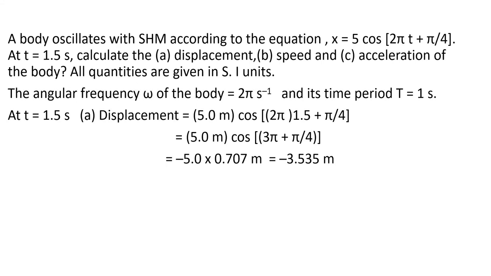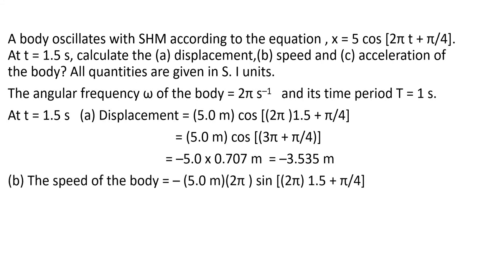So what you will get? You will get it as minus 5 into 0.707, and if you simplify you will get it as minus 3.535 meter. I am not telling in detail because we have studied already in trigonometry how to find the value, and those who have not taken maths can write up to this, 5 cos (3 pi plus pi by 4), up to that is enough. Okay, meters.